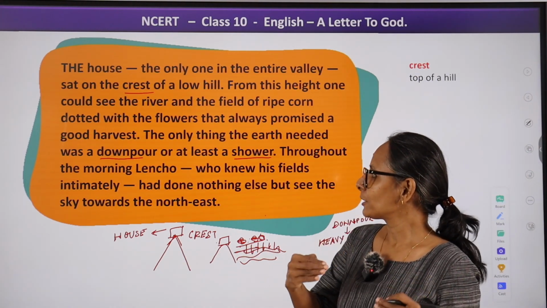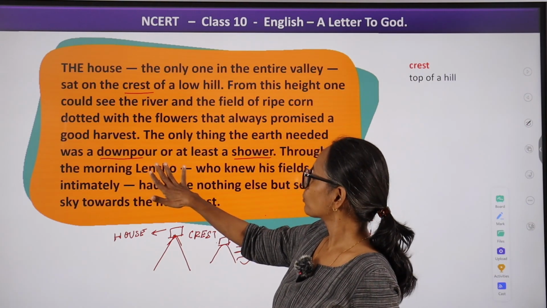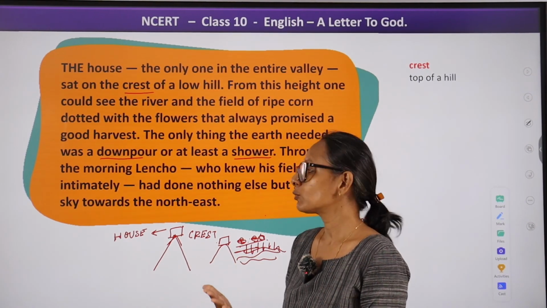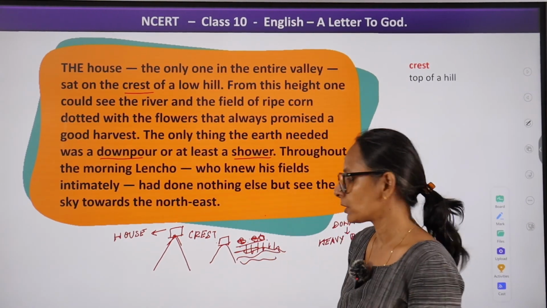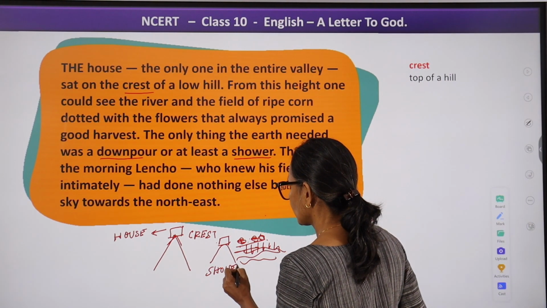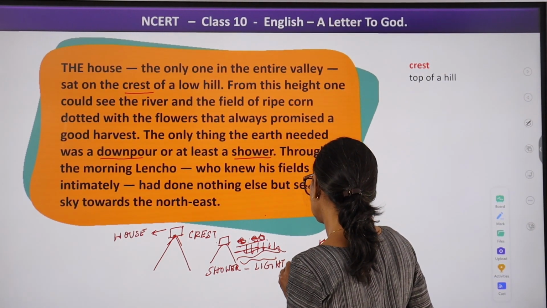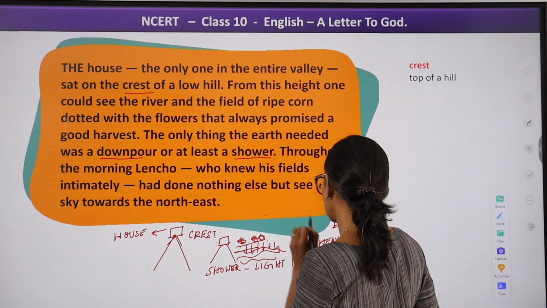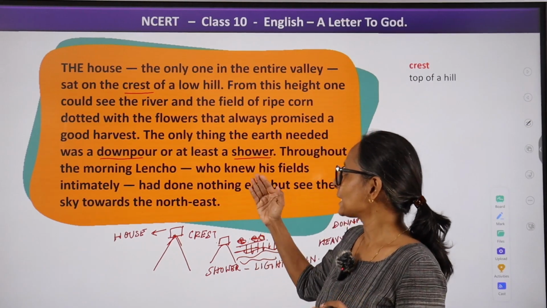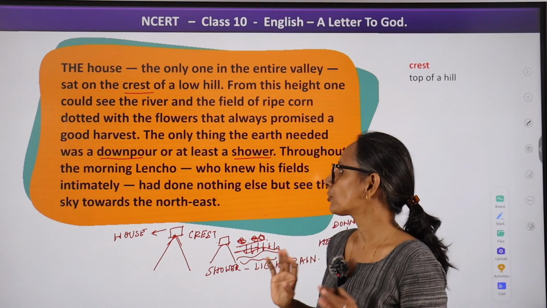What they have beautifully written here. See, what the earth needed was a downpour. If you don't get a downpour, at least what does the farmer need? He needs a shower. A shower means light rain. So now everything else is there, the only thing that the earth needed now was a heavy rain, or at least some light rain would do.